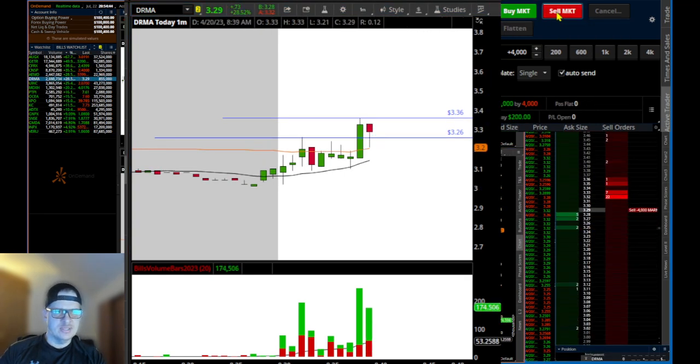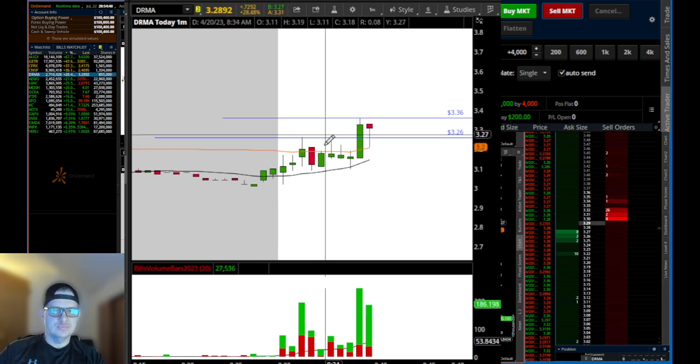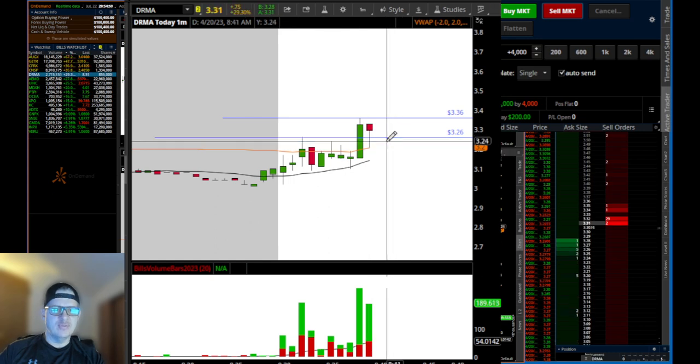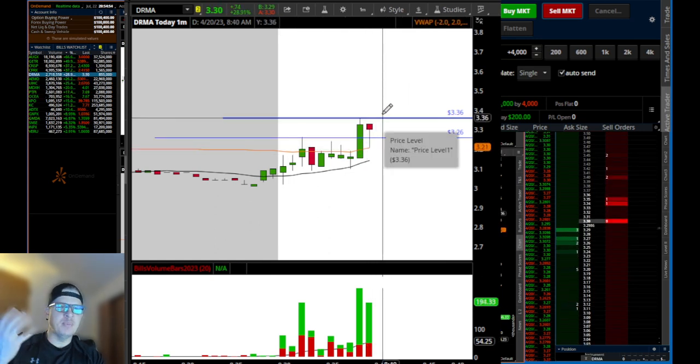Okay, and see how we just played that move up right there? Came down to the support level 326, kind of pushed past it a little bit, but we got that bounce back up, right?